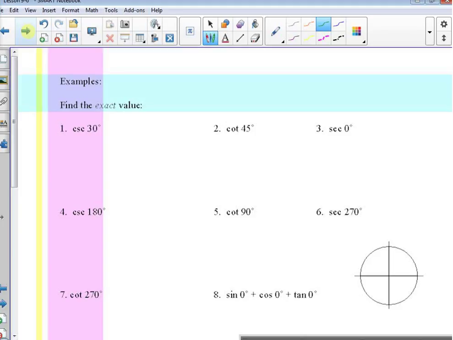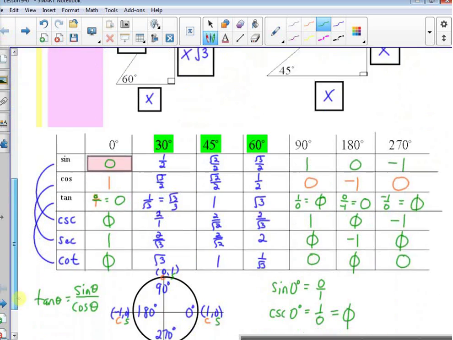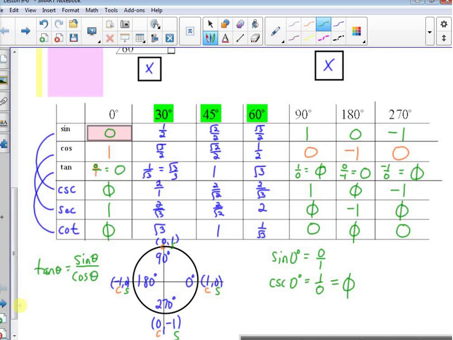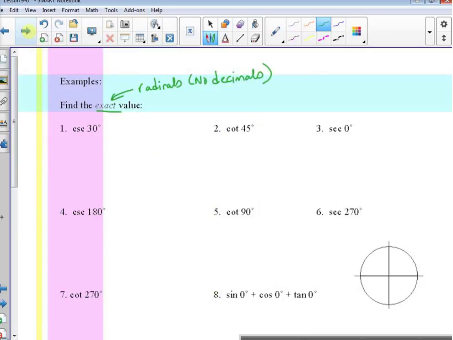And when it says find the exact value, that means radicals. Okay? No decimals. There might not be radicals, so that's okay too. The cosecant of 30, we already did from the previous page. I'm not going to keep looking back here, but you can. Cosecant of 30 is 2. You can also just realize it's the reciprocal of the sine of 30. So the sine of 30 is 1/2, so the cosecant of 30 is 2 over 1, or just 2.